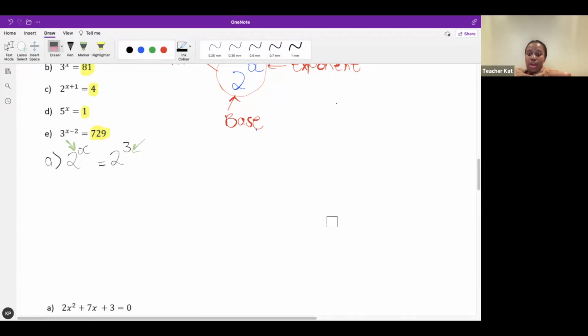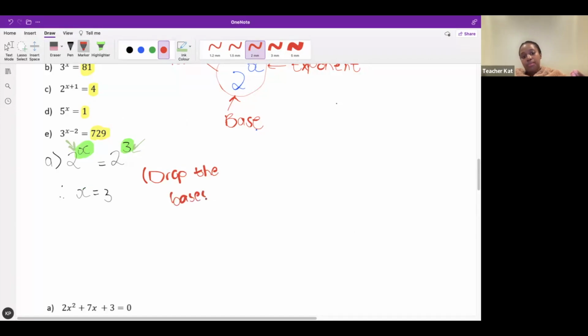Okay. So I say 2 to the power of something is the same as 2 to the power of 3. That means the something at the top has to equal this guy over there. So therefore, x is equal to 3. I've had other classes that say drop the bases. You see why it's important to get the same base on both sides. Once you have the same base, it means the exponents have to be equal.